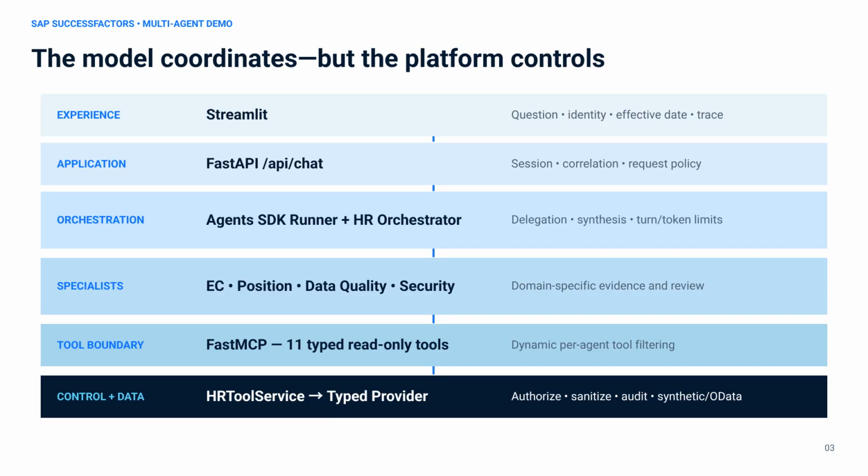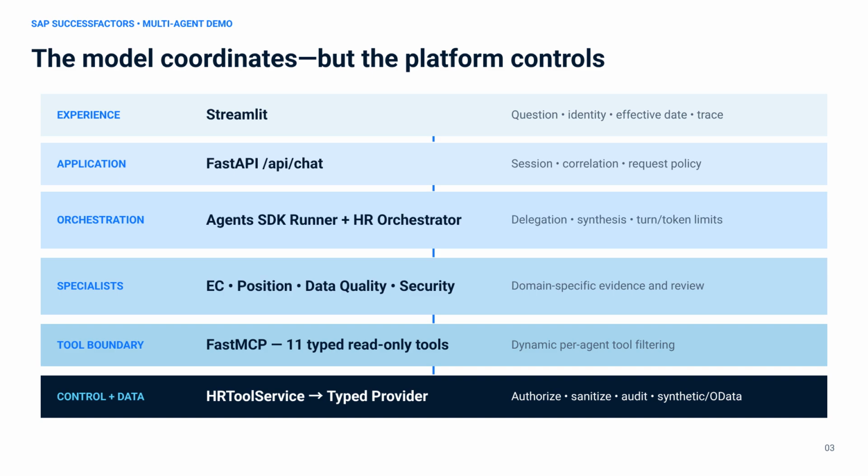This slide presents the architecture of the solution. At the top is the user experience layer implemented through Streamlit. The interface collects the question, the effective date, and the demonstration identity. It also displays the final answer, tool activity, lifecycle trace, token usage, and estimated cost. The next layer is the FastAPI application. FastAPI creates the session and correlation context, applies request level policies, and selects the appropriate runtime mode.